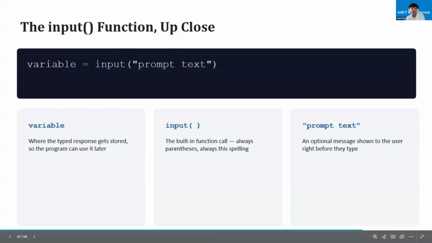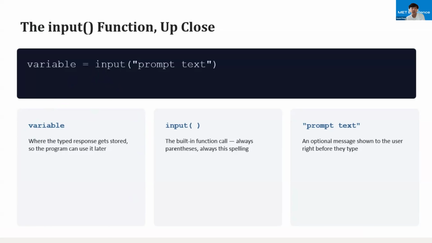And then we are going to have three pieces. A variable where whatever the user types gets stored into your program, so we can use it later. The input, which is the built-in function, which is in parentheses, which is always this spelling. And then we have the prompt text, which is an optional message. We can show it to the user right before they type it. Okay.